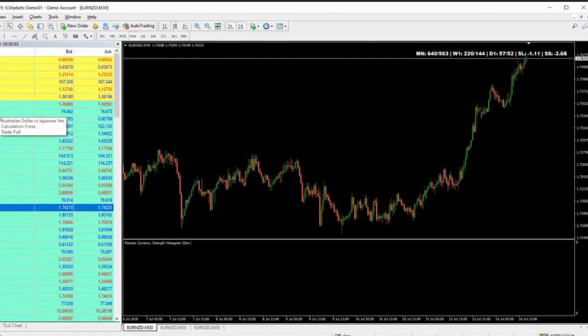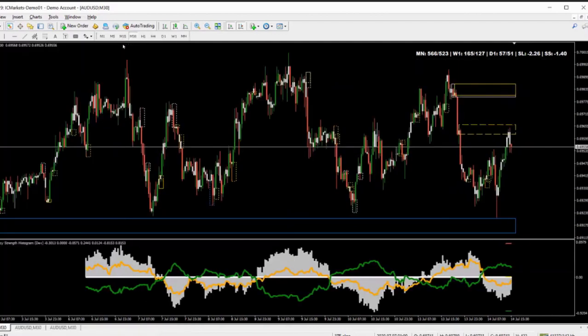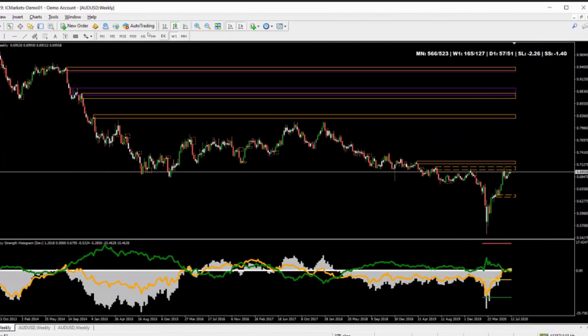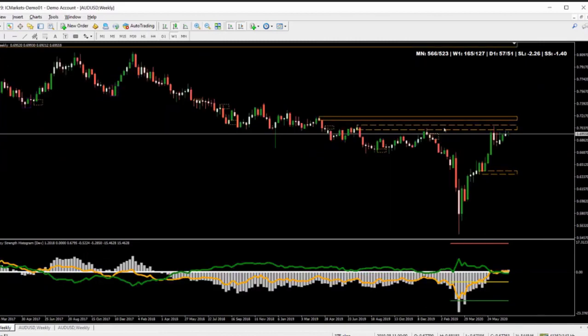You can have a look at, I don't know, Australian dollar, American dollar. You can see where we are. We're currently reacting at weekly supply. No, we're not, this is the 30-minute chart. Go to the weekly chart. We are reacting at weekly supply.